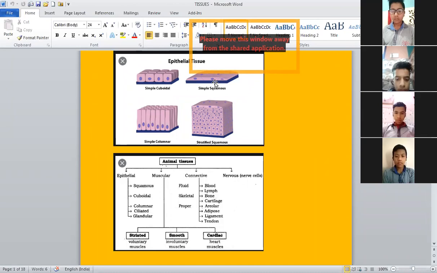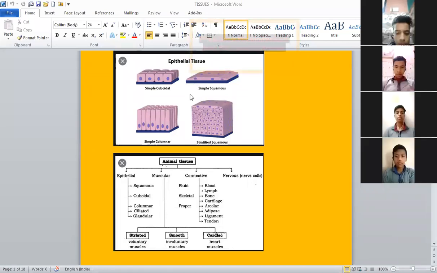And cells may be smooth or irregular. Where are they found? They are found in the inner lining of blood vessels, heart, alveoli, mouth, esophagus, and their function is also protective and selectively permeable.